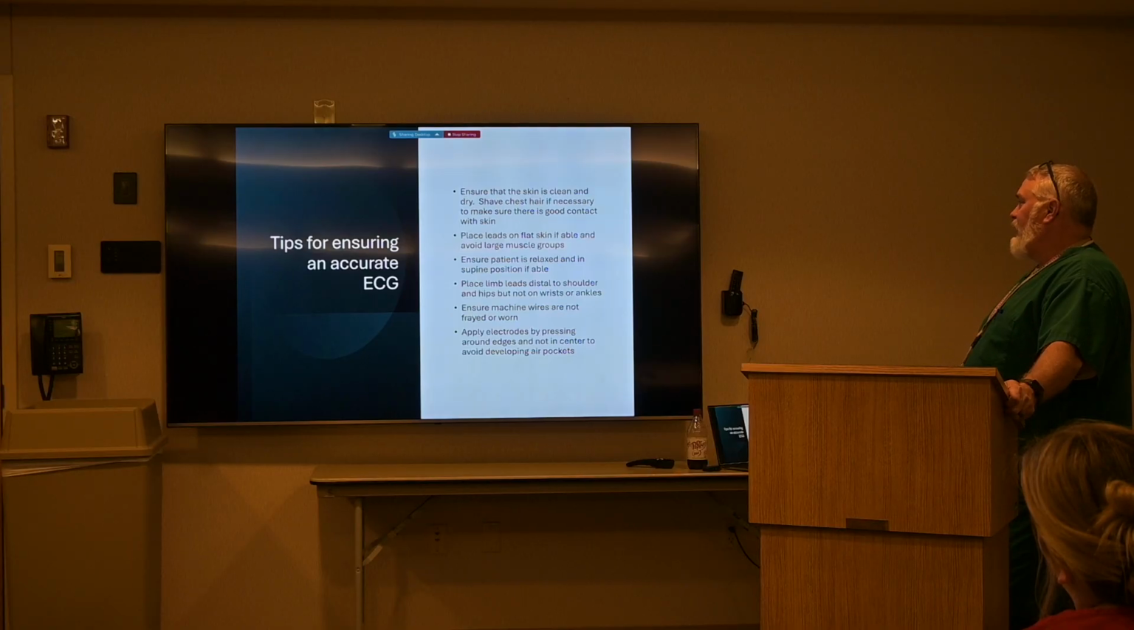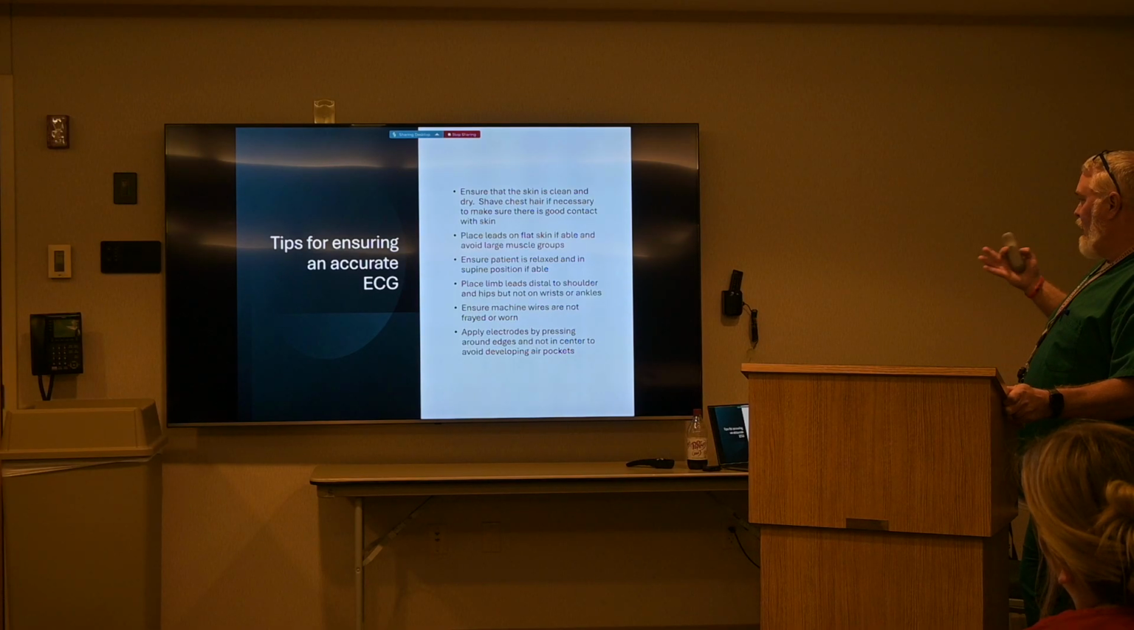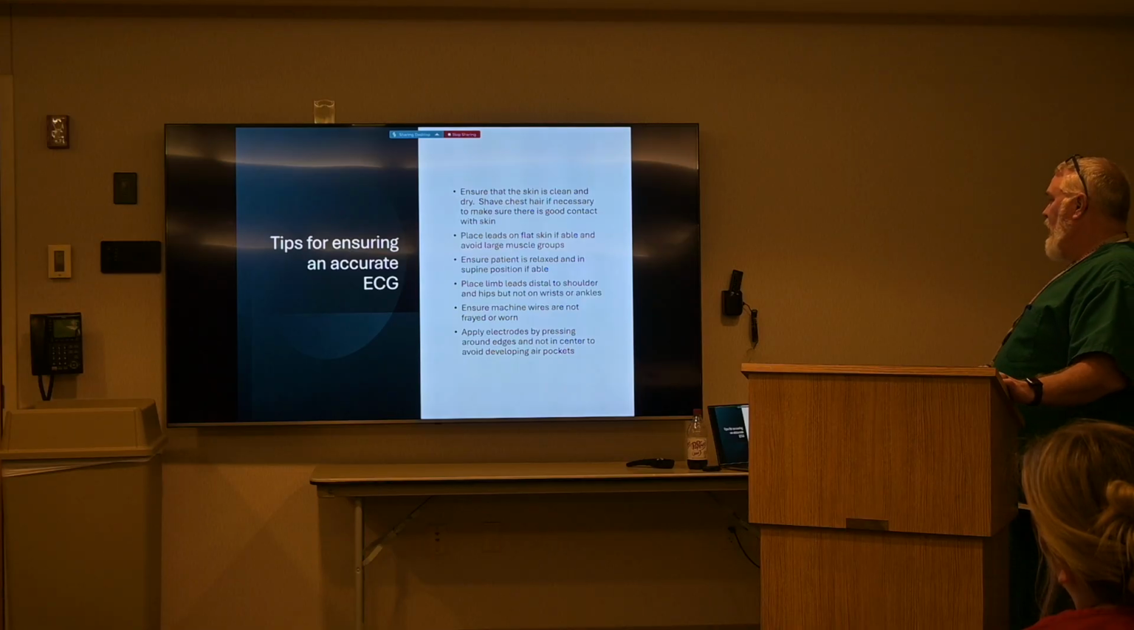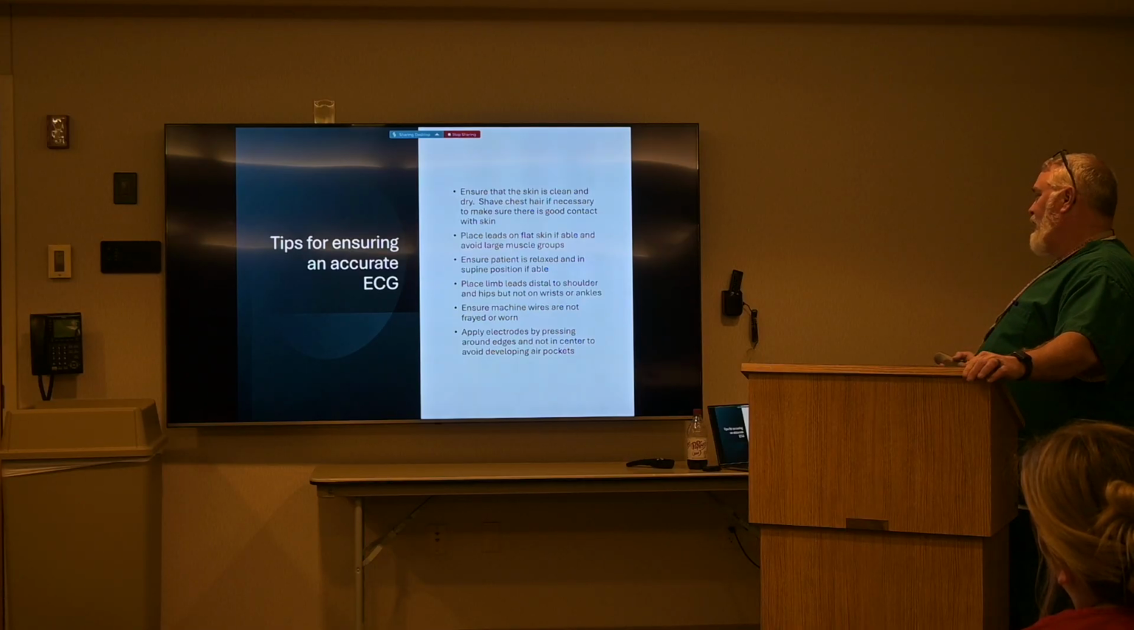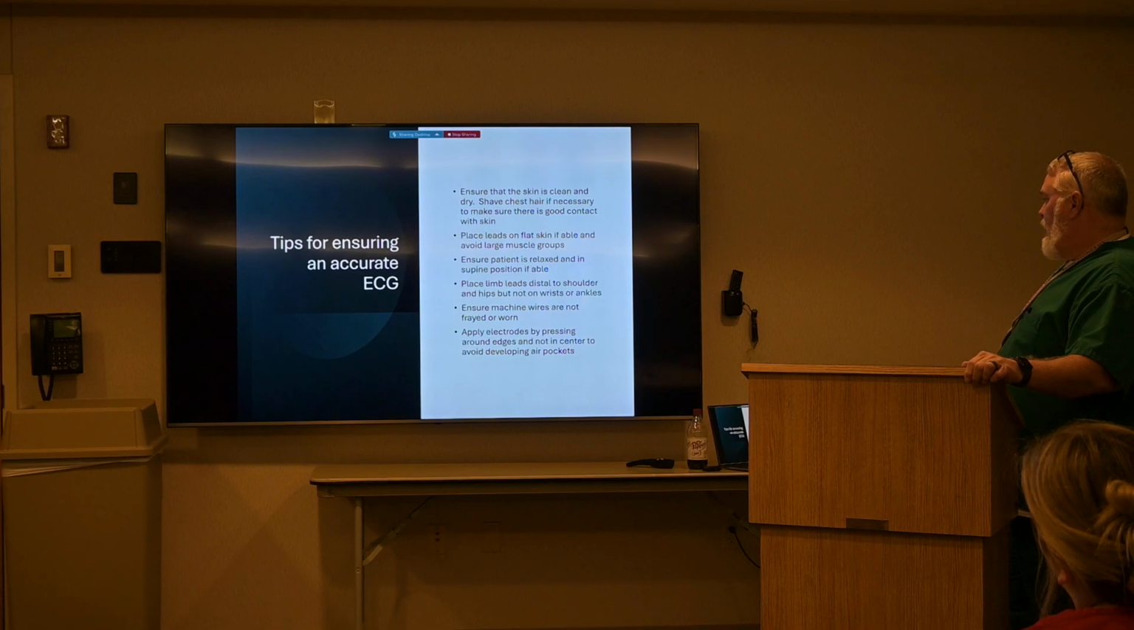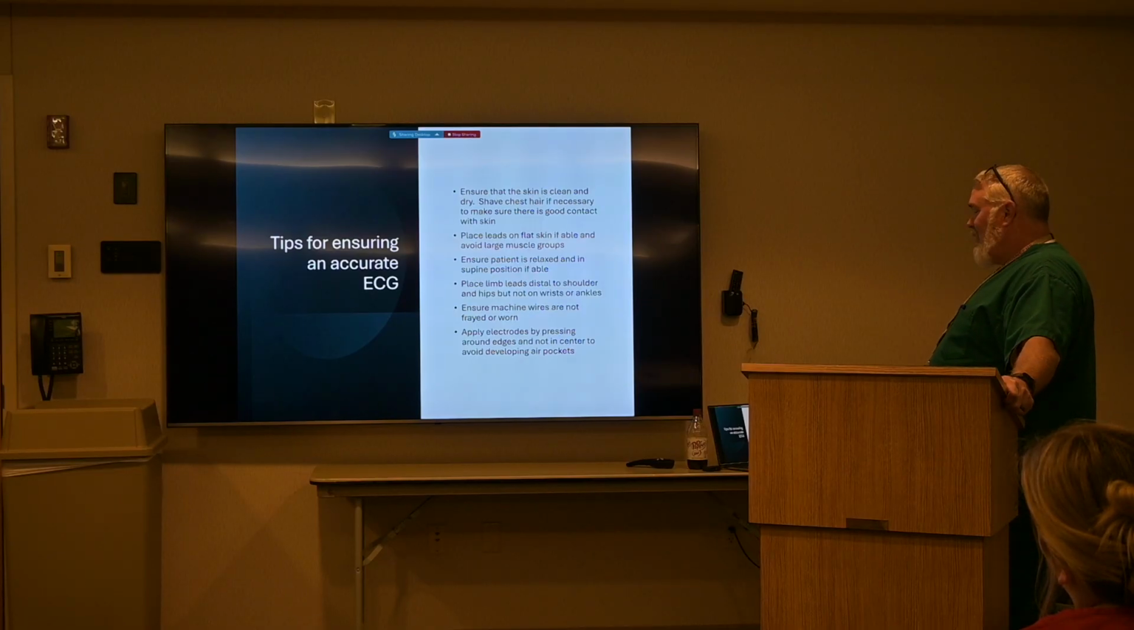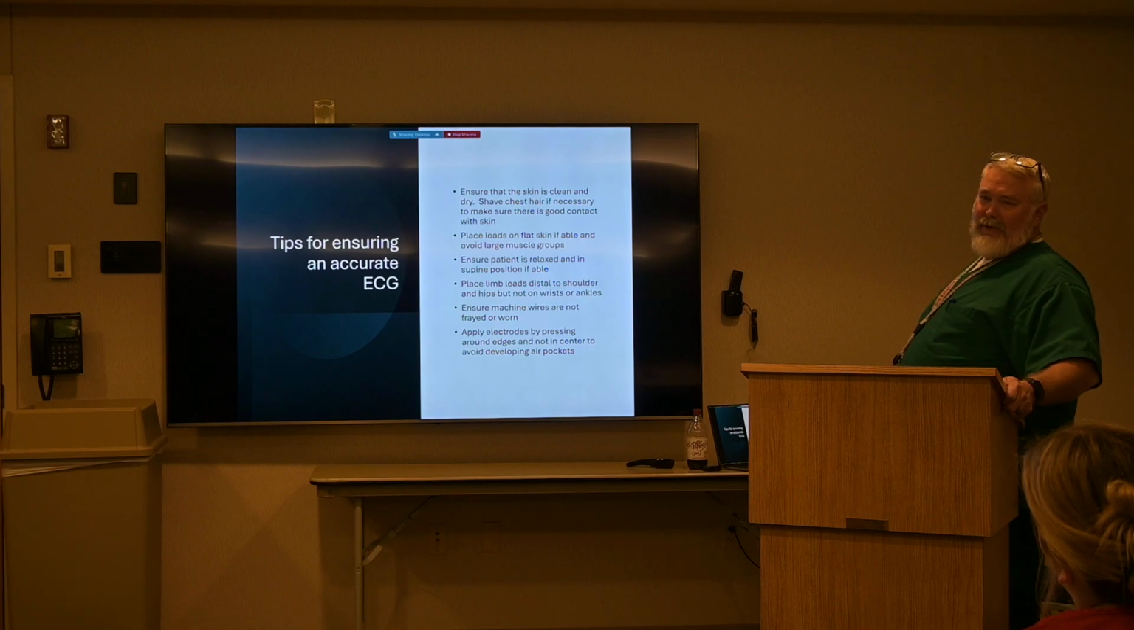Make sure the skin's clean and dry. Make sure if there's chest hair to shave it. Make sure you have good contact. Make sure the leads are on flat skin and avoid large muscle groups, which you talked about. Make sure the patient's relaxing in supine position if able. Place the limb leads distal to the shoulder and hips, but not on the wrists and ankles. Although I think a lot of people put them on the ankles and wrists.